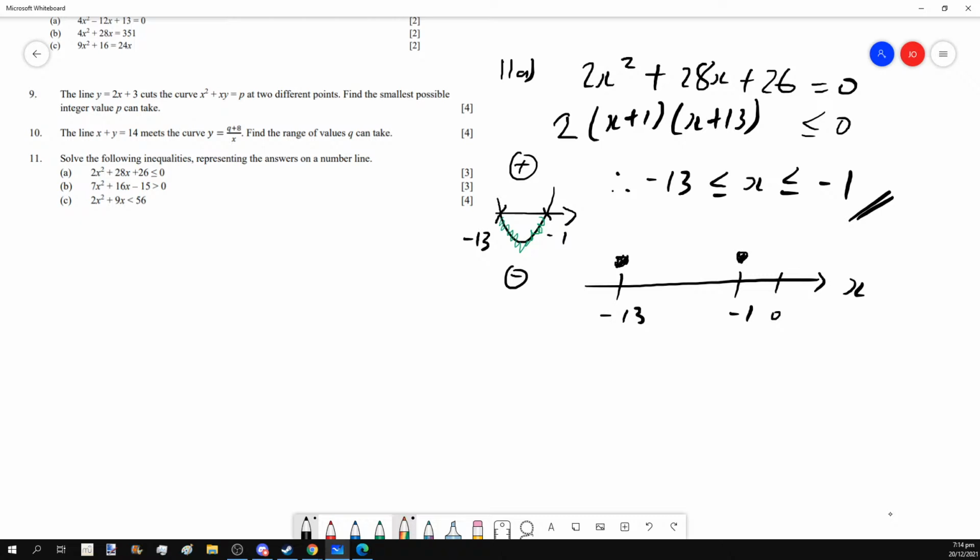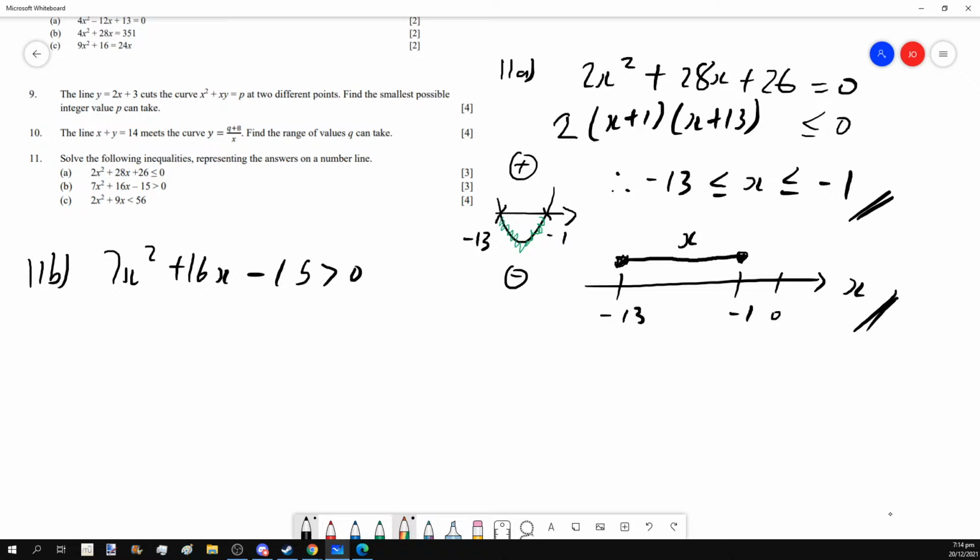In this case, it is not a strict inequality. Make sure to shade the dots. Alright? Now parts B and C will be the same. So we have this guy. Once again, you notice he is already in the perfect shape.